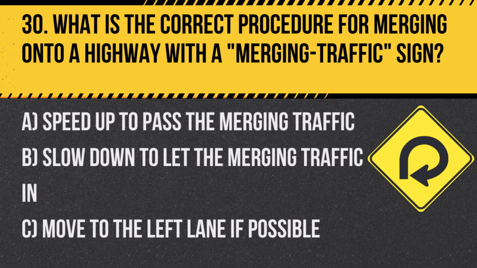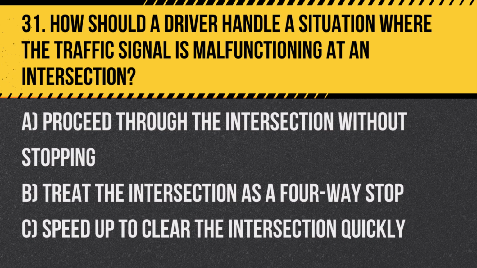Answer. C. Move to the left lane if possible. This allows merging traffic to enter the highway more easily and safely. Question 31. How should a driver handle a situation where the traffic signal is malfunctioning at an intersection?